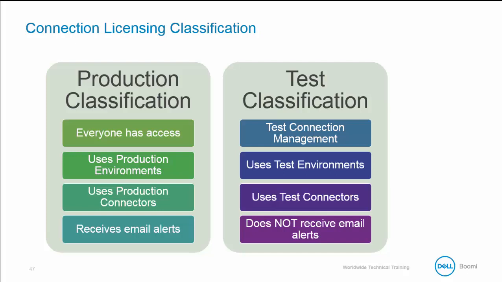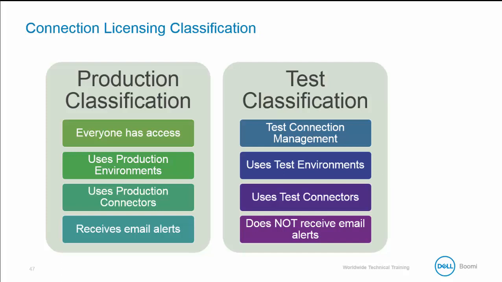However, certain atoms, such as the Dell Boomi Atom Cloud, may only work in a production environment. Whether a deployed connection counts as test or production depends on the deployed environment. There is no difference in the connection component itself. A process deployed to a production environment counts as a production connection. The same process deployed to a test environment counts as a test connection.